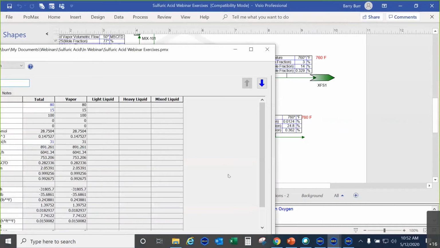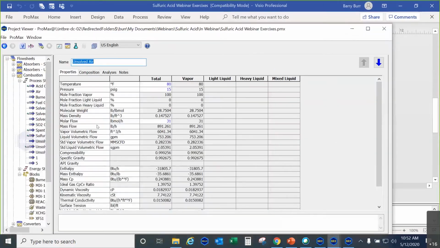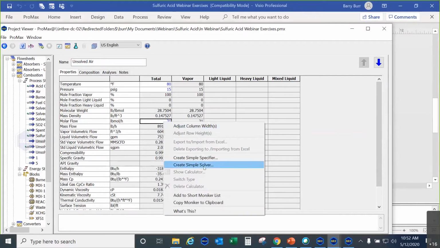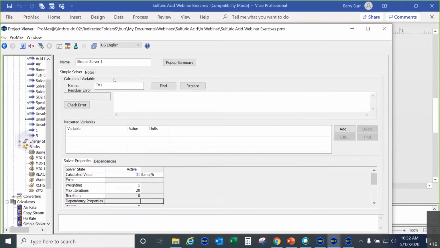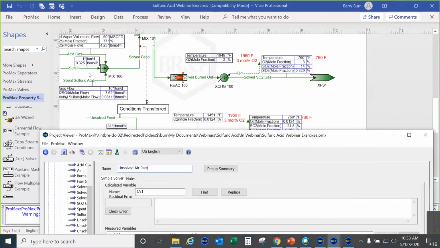To do that, I double click on the stream for the air rate, and there's the property, the molar flow of air. So I want the molar flow of air that gives exactly 3 mole% outlet oxygen. So I'm going to add a solver. We're going to create a simple solver. I'm going to always give it a name. I put the unsolved because it's for the unsolved case, to distinguish it from this other solver that was built for the solved case. So here is our solver.